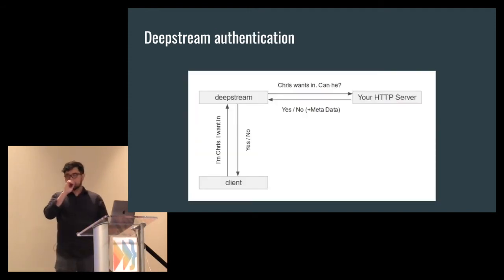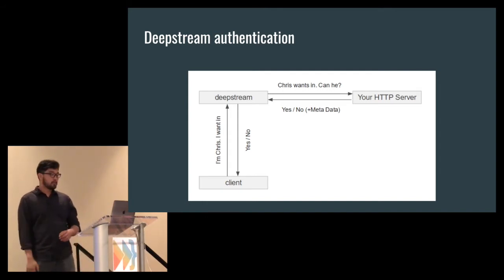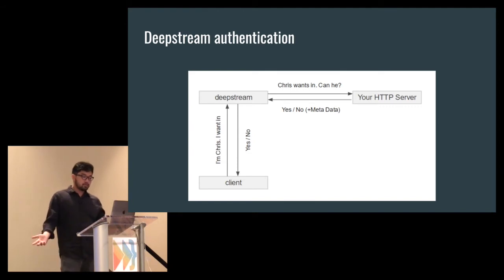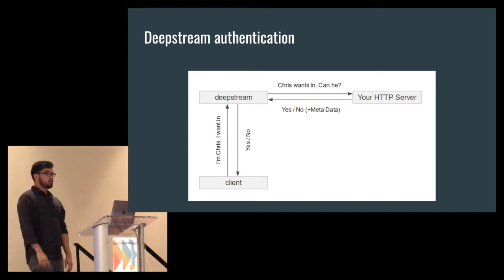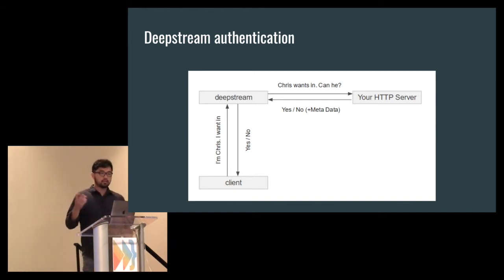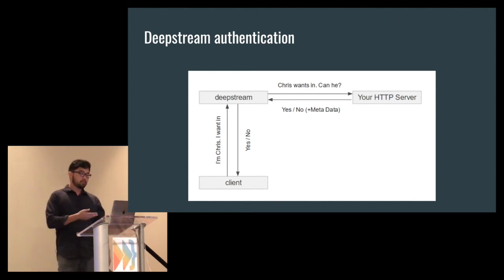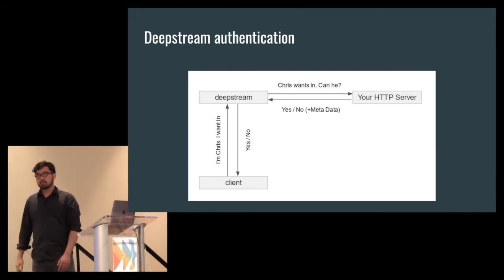So this is just a basic diagram of how authentication works. It's really simple. The client says, hey, I'm Chris, I want in, and then Deepstream makes a request to your HTTP server and says, hey, Chris wants in, can he? And then your server can say yes or no, and whatever data you want to return, like all the metadata, automatically goes back to Deepstream, which goes back to the client. It's pretty simple, it's nice.